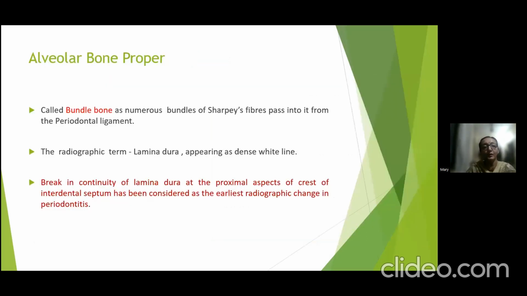So coming to the alveolar bone proper, this is also called the bundle bone. The name bundle bone is given mainly because it has numerous bundles of Sharpey's fibers which pass from the periodontal ligament into it, and the radiographic term lamina dura is given to the dense white line which is seen on radiographs, which defines the alveolar bone proper. And the earliest radiographic change which denotes periodontitis is seen when the continuity of the lamina dura is lost at the proximal aspect of the crest of the interdental surface. So this is the first sign of periodontitis in any patient.